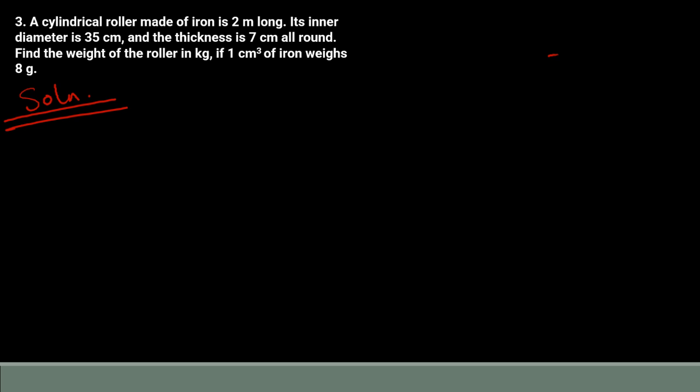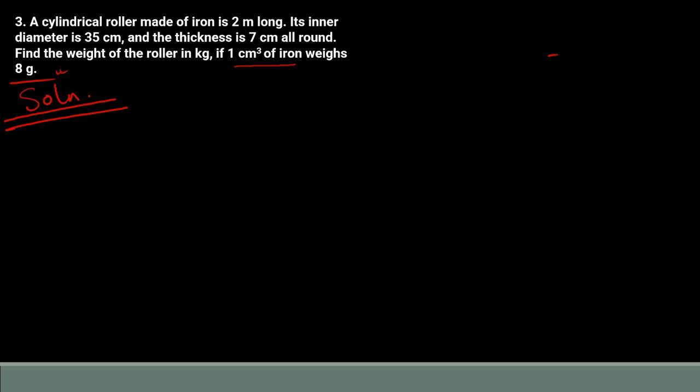Solution: a cylindrical roller made of iron is 2 meter long. Its inner diameter is 35 centimeter and the thickness is 7 centimeter all round. Find the weight of the roller in kg if 1 centimeter cube of iron weighs 8 gram. So basically, 1 centimeter cube of iron weighs 8 gram is given, so you need to find the volume of the cylindrical roller, and that times 8 gram you will get the weight of the roller in kg, right?